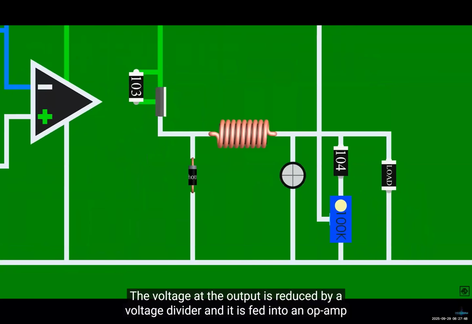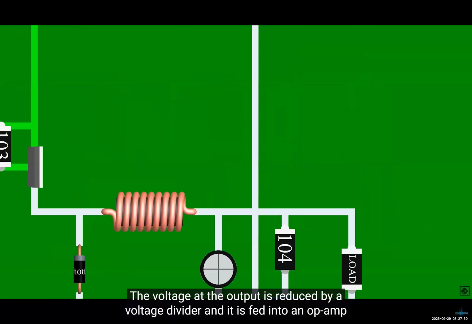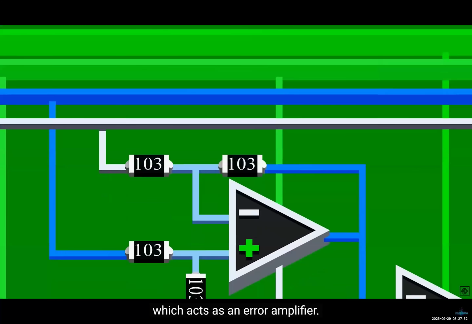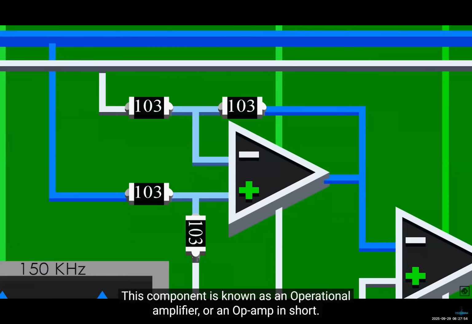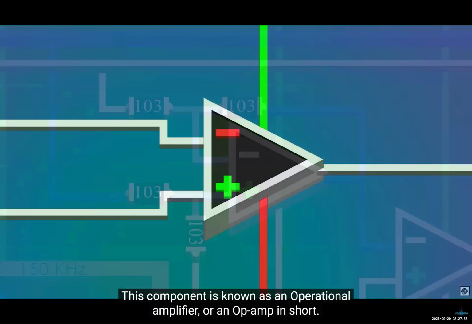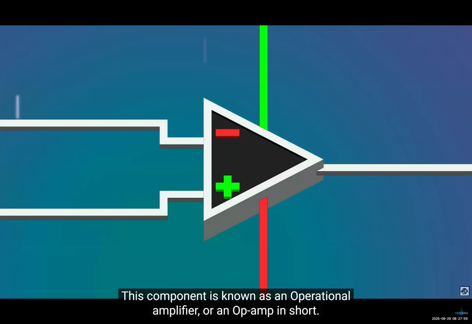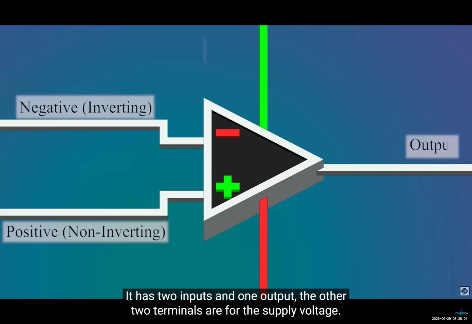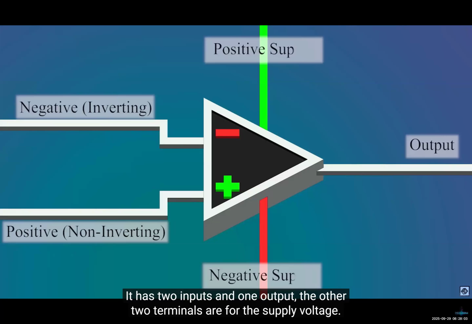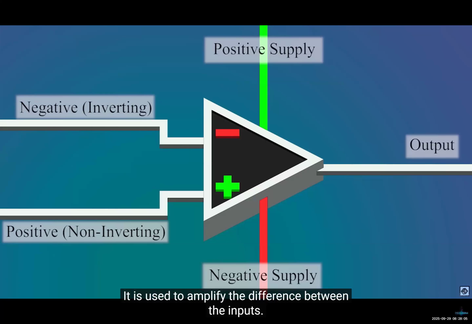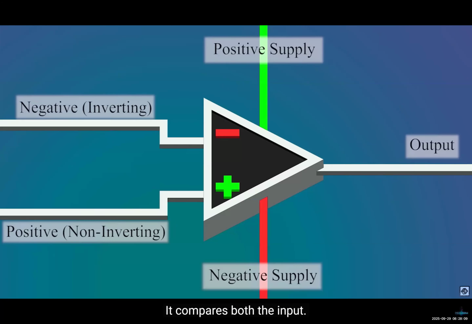The voltage at the output is reduced by a voltage divider and it is fed into an op-amp which acts as an error amplifier. This component is known as an operational amplifier, or an op-amp in short. It has 2 inputs and 1 output. The other 2 terminals are for the supply voltage. It is used to amplify the difference between the inputs. It compares both the inputs.